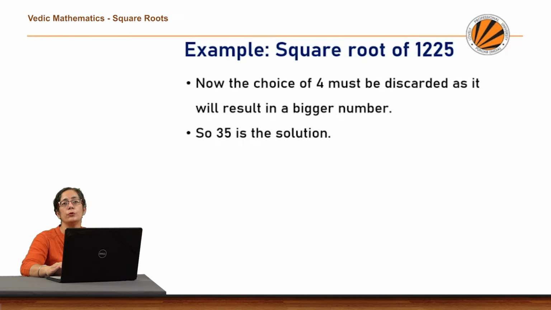Now we have to make a choice. If we are looking at 35 square, we know how to compute it: 3 into 4 followed by 25. And for 45 square, 4 into 5 followed by 25, using the squaring rule. We can see 35 is the solution, since 3 into 4 gives 12 and 5 square is 25. This is from the first part, where we did the squaring of a number that ends in 5. So this is the rule we have to follow: to finalize the right answer from these two choices, I have to use the squaring rule.